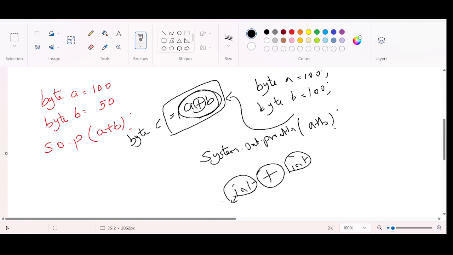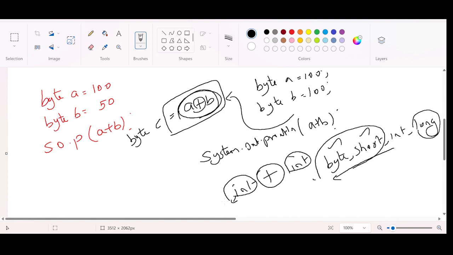Below the integer means byte, short, integer and long. This is accepted. Only the data types falling behind the integer, the smaller data types compared to the integer data type, byte and short, are not accepted. Tomorrow we will see some more problems on the short data type before proceeding with the integer data type. After getting into the long data type, the concept will be crystal clear.